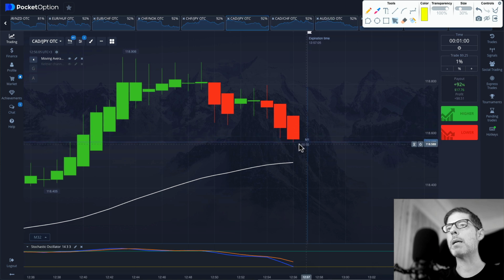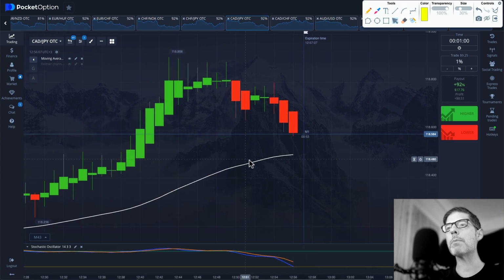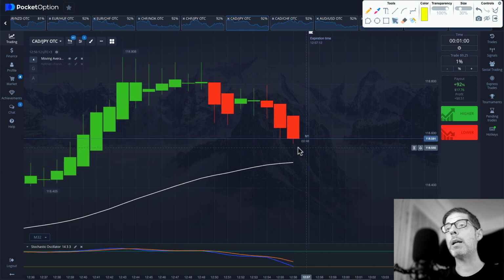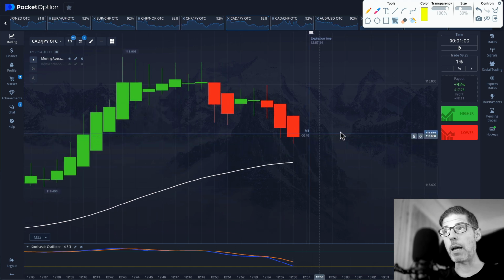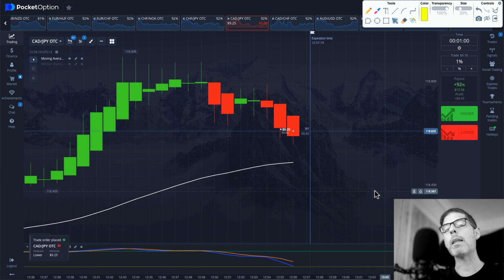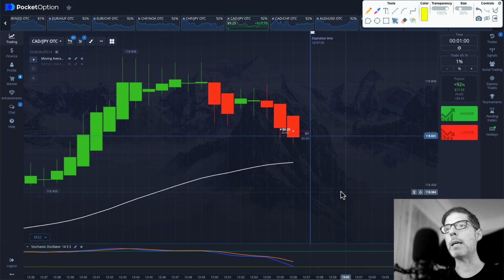I think this is going to come down even more and probably reach this 50 EMA. But before that, I wouldn't want to enter the trade. I would want to wait for a pullback, and you can see it's starting to pull back. And at that time, I will go ahead and jump in. Look at that. So I've got about 1 minute on this.